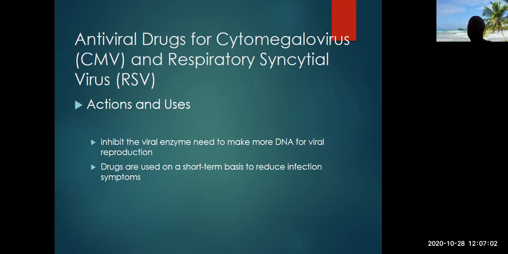Those drugs, your book says, are Vistide and Foscavir, and they are both extremely toxic and have to be given intravenously, and are used on a short-term basis to reduce the infection symptoms. You do have a list in table 6.2 that talks about those two classes of drugs. Make sure you read the nursing implications, because one of them is do not mix these drugs with other drugs because they are incompatible with most other drugs.